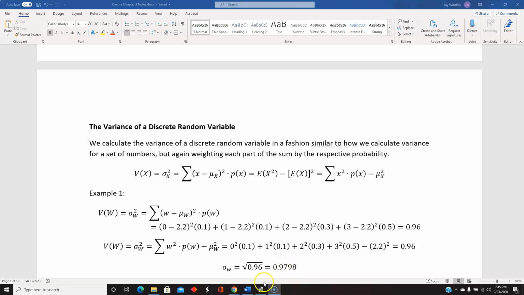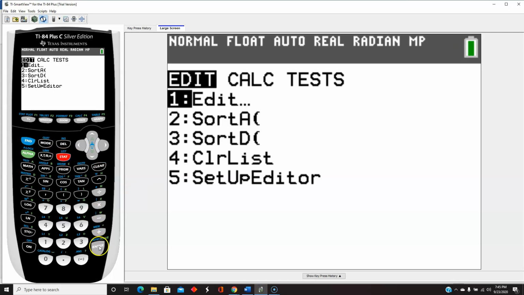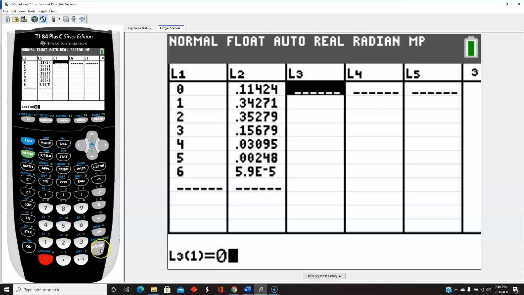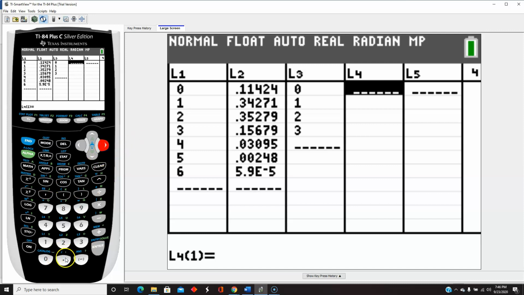I should say at this point that this is also possible to do via the calculator if you don't want to do all those summations, but you just have to know a couple key buttons to press on the calculator. So if, for example, I have the values of my random variable 0, 1, 2, and 3 in one list, and then in the list right next to it, put the probabilities 0.1, 0.2, 0.1, 0.1, 0.3, and 0.5.